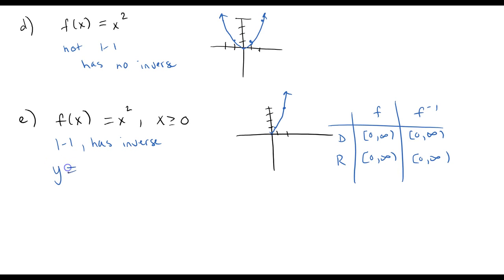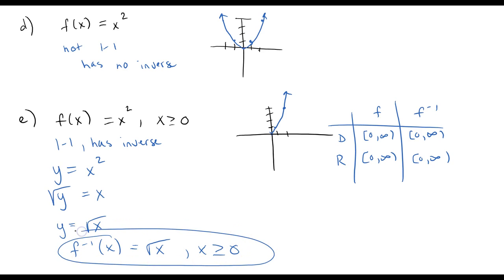So I would start off with y equals x squared. The square root of y would be equal to x, and again we don't need the plus or minus because y is greater than 0 here. So y is going to be the square root of x, and f inverse of x is the square root of x, and of course we have to include the fact that x has to be greater than or equal to 0. So if you were going to graph this, it would look roughly like this.